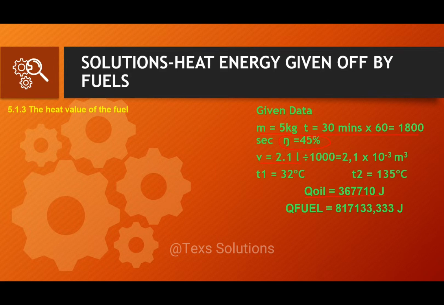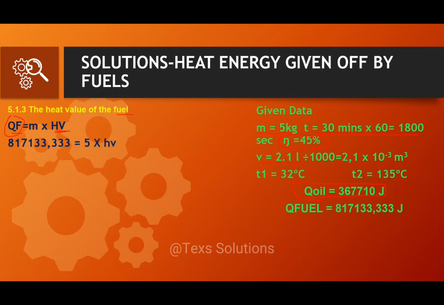In the previous question we calculated that the heat energy for the oil is 367,710 joules. Let's find the heat value for the fuel. When we are dealing with substances which are fuels, we use a new formula to calculate the heat energy. We know that the symbol for heat energy is Q. In the previous question, when we dealt with the oil, because oil was not a fuel, we took the mass and multiplied by the specific heat capacity and the temperature change. In this question, because we are dealing with a fuel, when you see the keyword fuel, the heat energy that is given off by a fuel is calculated as mass multiplied by the heat value.